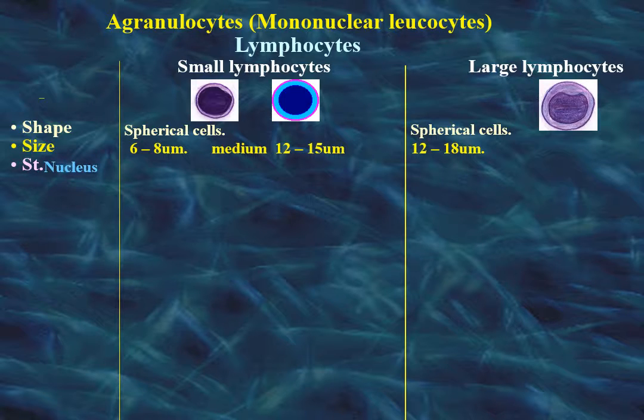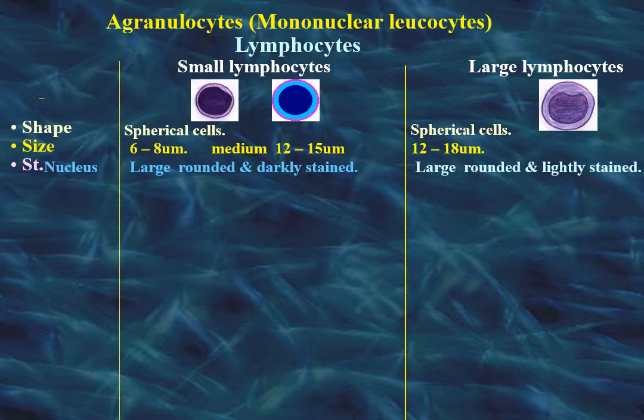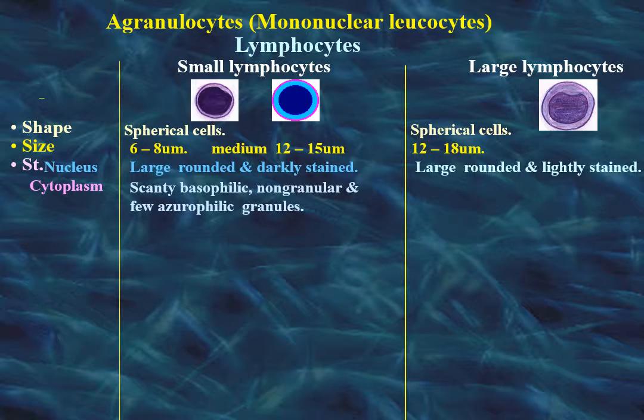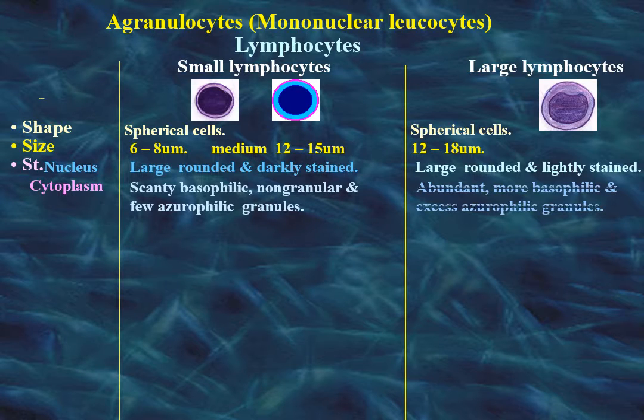Structure. The nucleus in small lymphocytes is large, rounded, and darkly stained, while in large lymphocytes the nucleus is also large but lightly stained. Cytoplasm. In small lymphocytes it is scanty, basophilic, non-granular, and contains few azurophilic granules, while that in large lymphocytes is abundant, more basophilic, and contains an increased number of organelles and azurophilic granules.